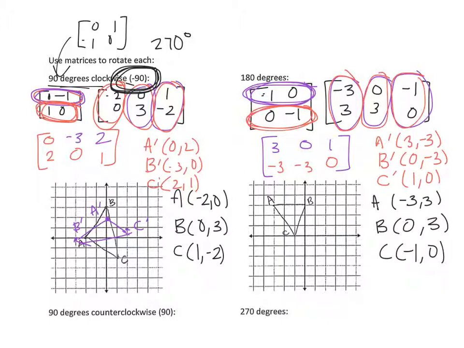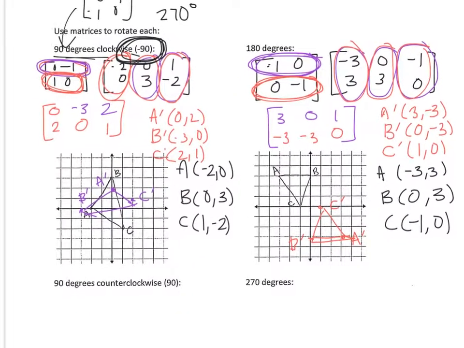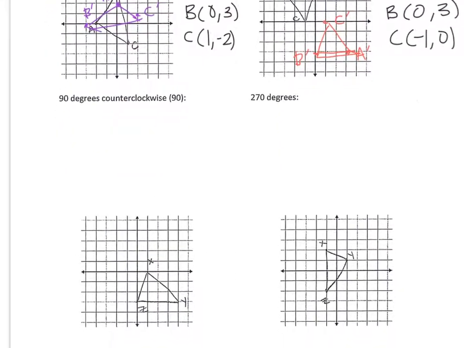So I'm going to graph that. So C prime is going to be right here. A prime, 3, -3 is going to be right here. B prime, 0, -3 is going to be here. So that is 180 degrees. And then hopefully, stay in the lines a lot better than I did. I'm getting sloppy. And then I'll do one more so you kind of get the gist of it.